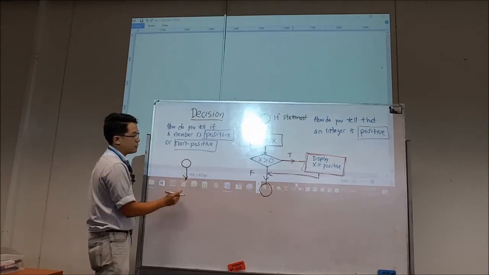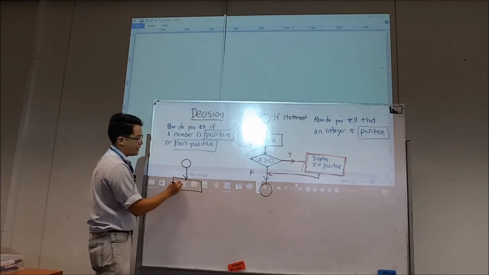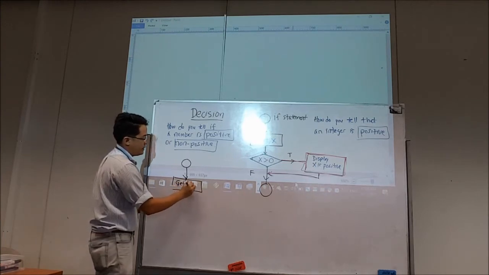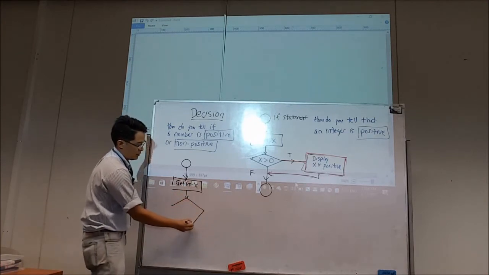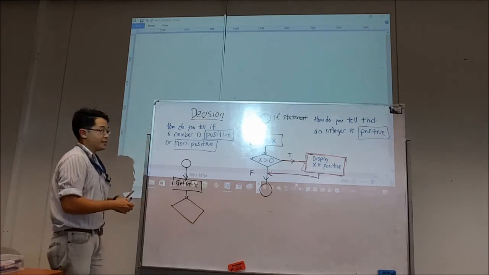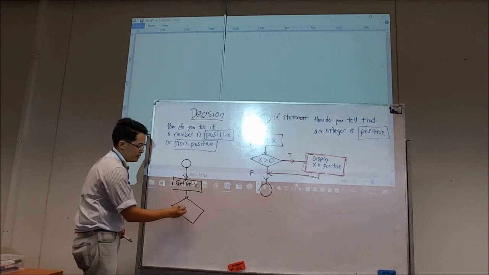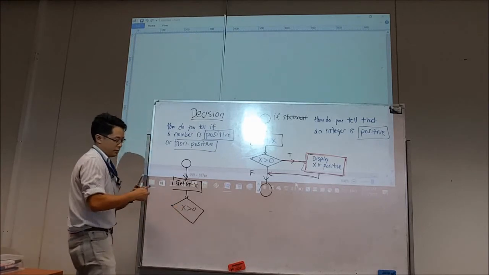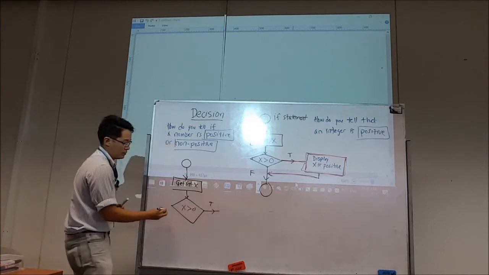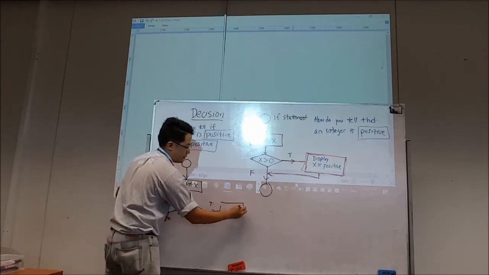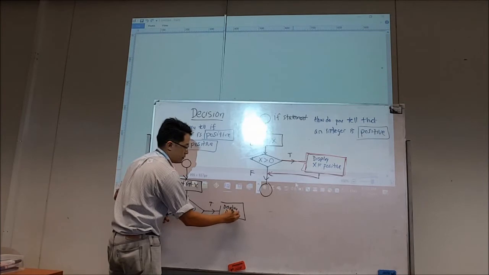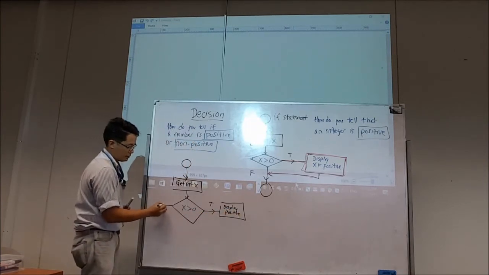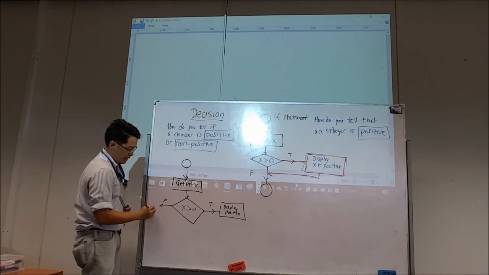In such a decision control structure, it may look like this. Get integer x. Test whether the number is greater than 0 or not. If it's greater, then display positive. If it is not, display non-positive.